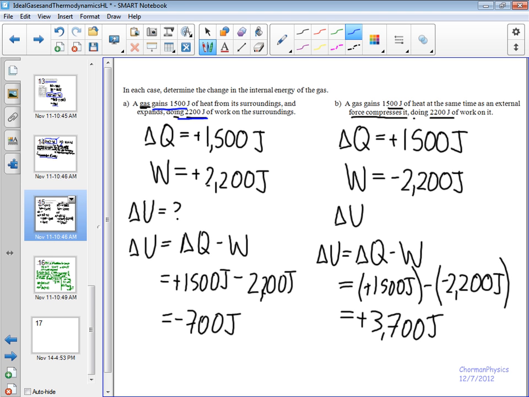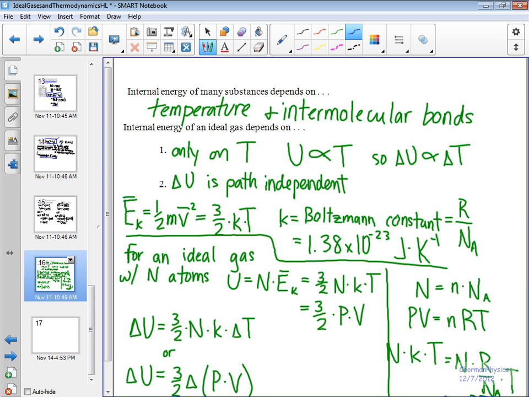All right. So this leads us to our final point. Internal energy of many substances is going to depend on the temperature and intermolecular bonds. What does this mean? Well, remember, temperature is related to kinetic energy. Intermolecular bonds are related to the potential energy of the substance. And so there are two types of energy throughout the entire world, pretty much. Every type of energy that you consider is either KE or PE in some sense.